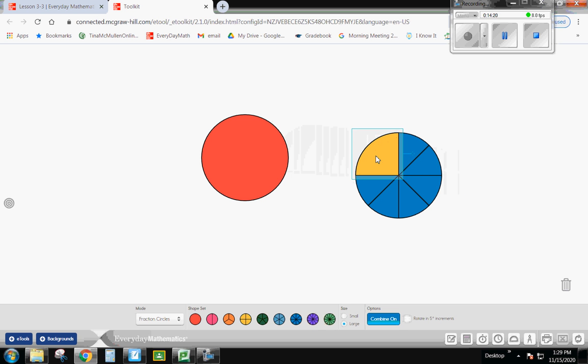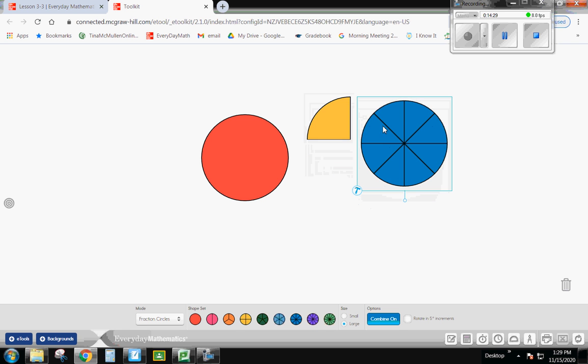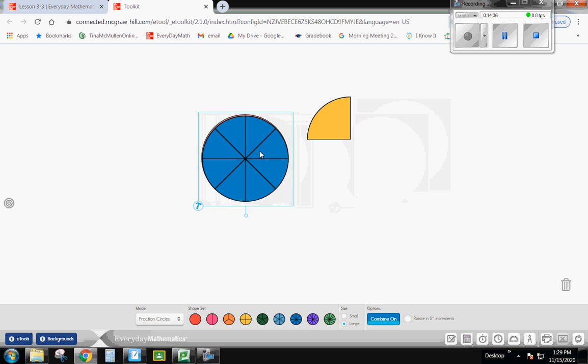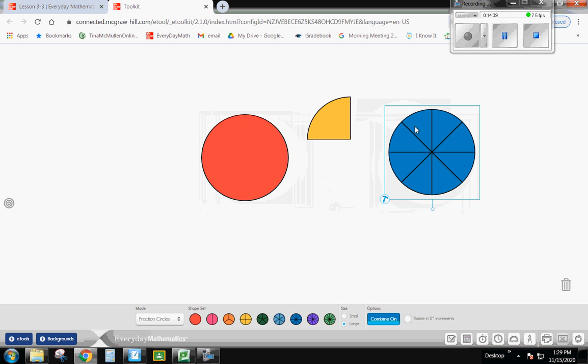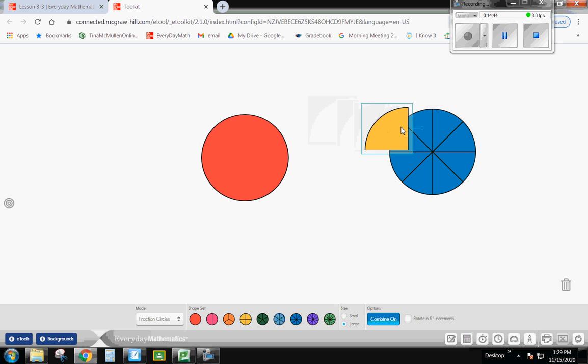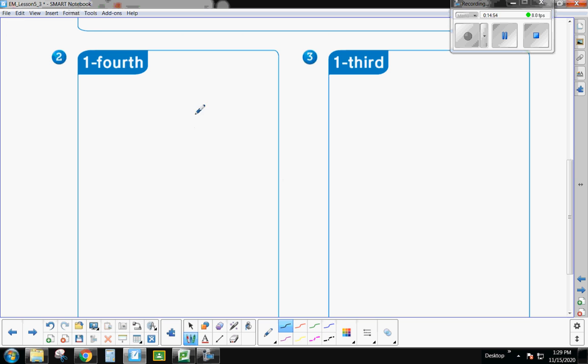Do you see? That yellow piece fits perfectly over 2 of the blue pieces. So I know that 2 of these pieces fit on here. Out of how many? Boys and girls, how many would it have taken to cover the whole thing? And 1, 2, 3, 4, 5, 6, 7, 8, right? So 2/8 equals 1/4.